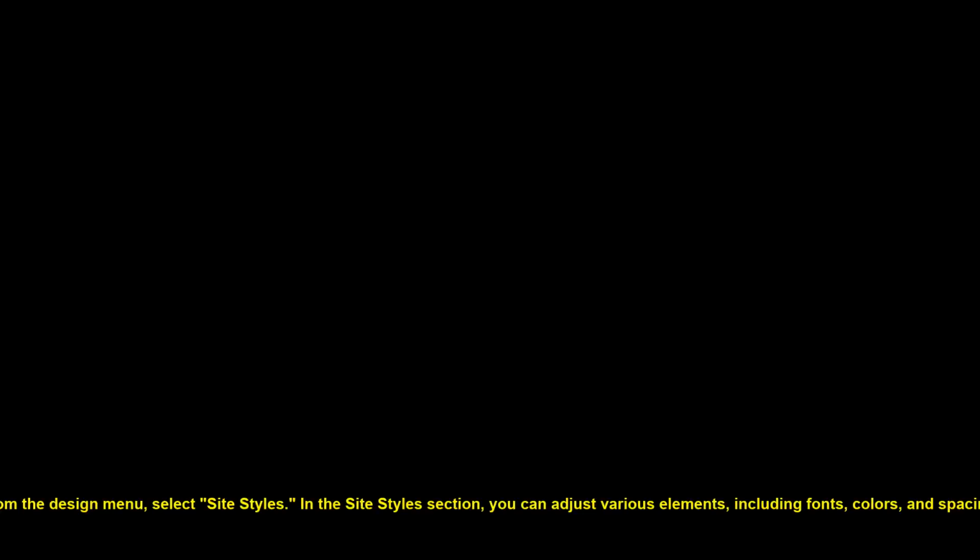To edit your site layout, click on the Design option in the sidebar menu. From the Design menu, select Site Styles. In the Site Styles section, you can adjust various elements, including fonts, colors. To modify your layout, return to the main menu and click on Pages.